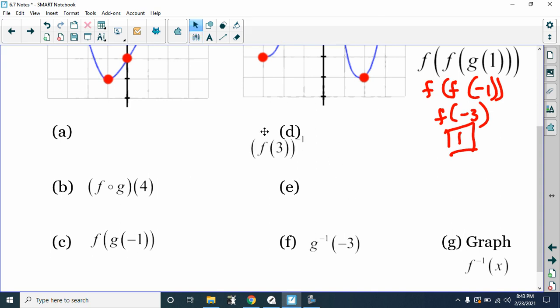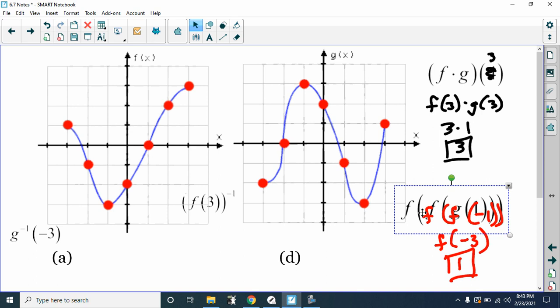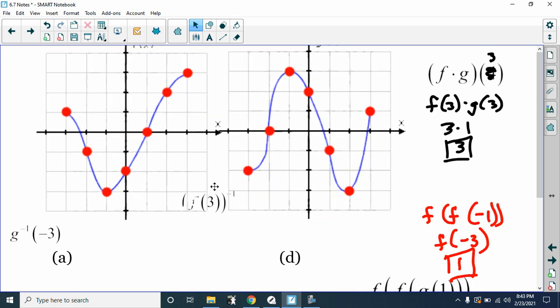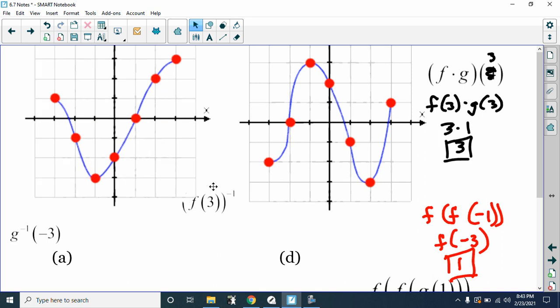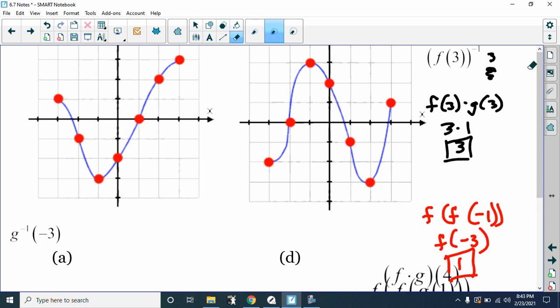But the ones I do want to take a look at, the ones that are a little different that we did not do in the notes, is a problem like this, where it asks us to evaluate f of 3 to the negative first power, or g to the negative first of 3, or what looks like to the negative first. So let's take a look at these.